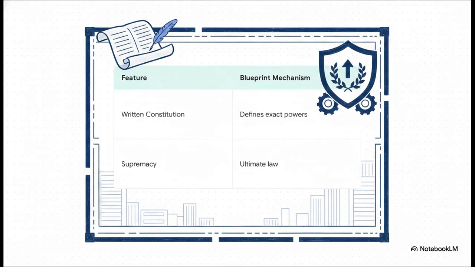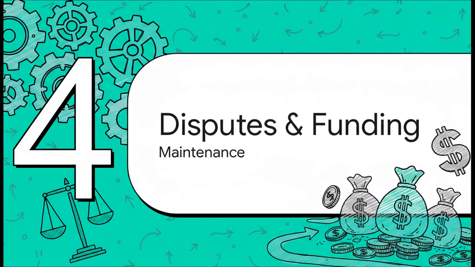These 2 constitutional features really work in perfect tandem. You have the written constitution, which defines the exact powers, and right beside it, you have supremacy, which ensures those written definitions are actually enforced as the ultimate law. The blueprint isn't just a friendly suggestion, it's the mandatory code by which the entire nation has to be built and maintained.